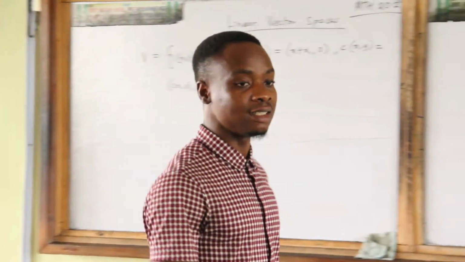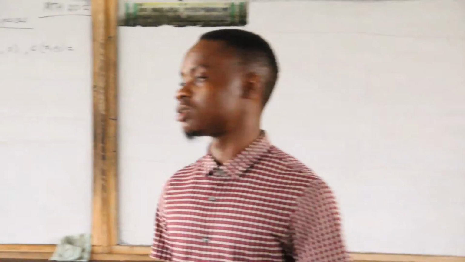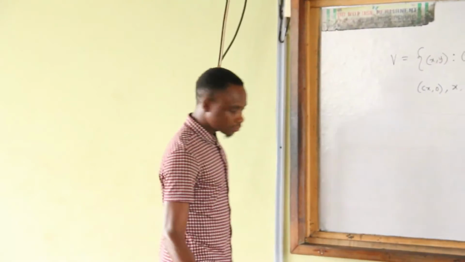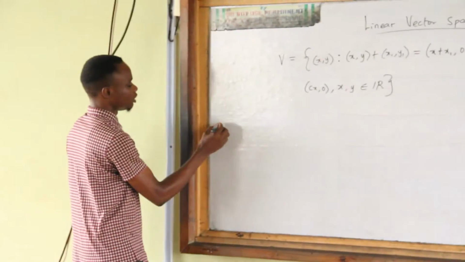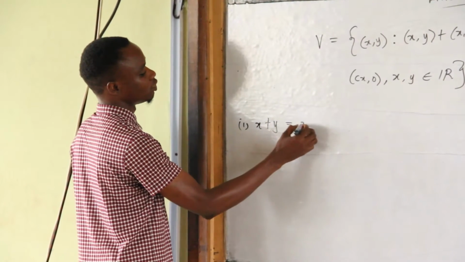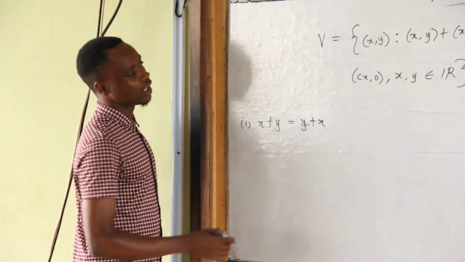That means here we will check all the conditions of the linear vector space and see if it breaks one of them. Do you understand what I just said? So look at this. What's the first condition? That you should have x plus y equal to y plus x. So you can check that here.